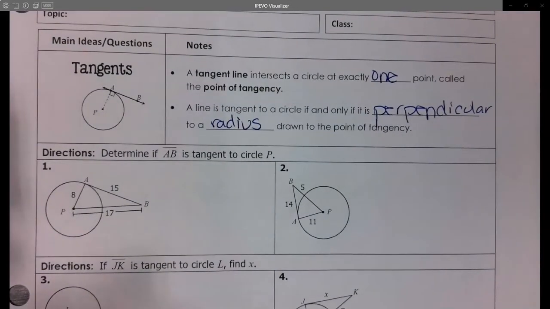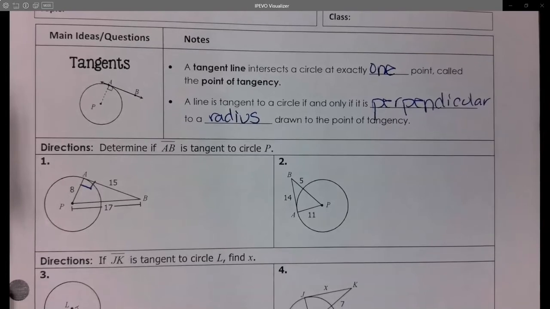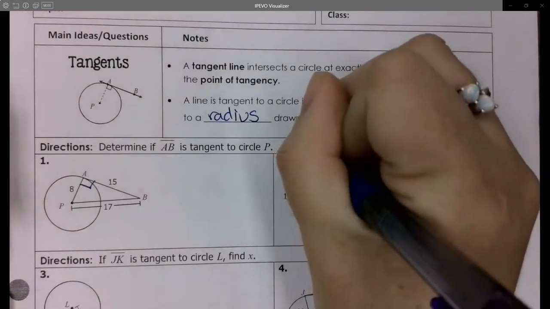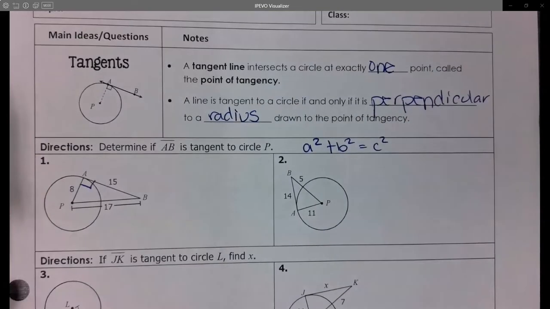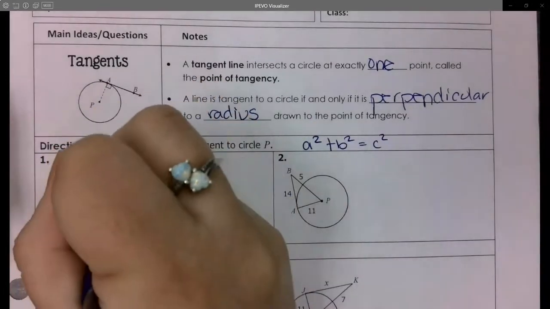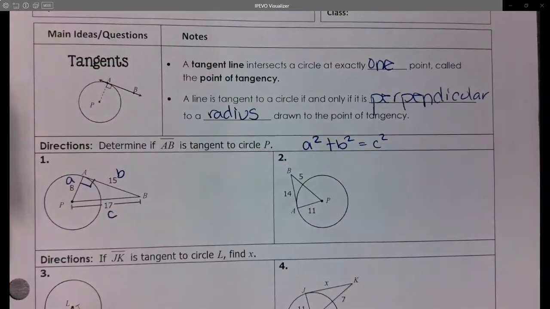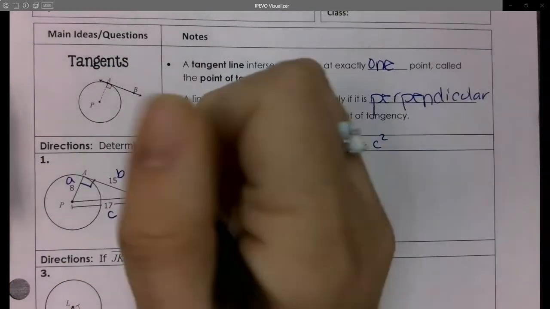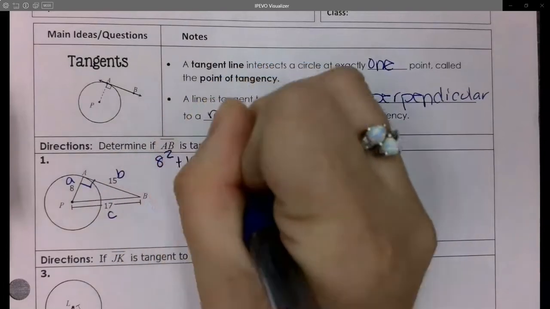If it's perpendicular, it should make a right angle right here on this triangle. On numbers 1 and 2, I need to decide if the line AB is tangent to circle P. The way I'm going to do this is by using the Pythagorean theorem. If a squared plus b squared equals c squared, then it is a right triangle. C is always my hypotenuse, and then a and b don't matter. So I'm going to plug that into the Pythagorean theorem: 8 squared plus 15 squared equals 17 squared.